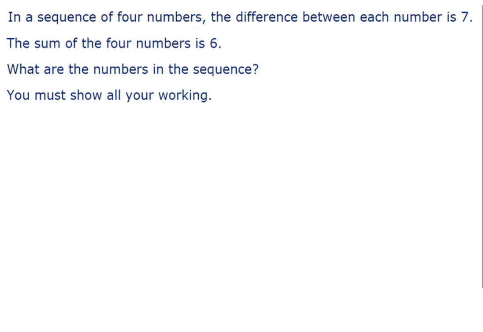Okay, this one's a higher level question, and again, the only reason is because it looks different. But it shouldn't phase you, because you know the basic concept. So it says in a sequence of 4 numbers, so you've got 1, 2, 3, 4, the difference between each number is 7. Let's call the first one x. It also says the sum of the 4 numbers is 6. So if the difference is 7, the second one will be x plus 7, the third one will be x plus 14, and the fourth one will be x plus 21. And these should all equal 6.